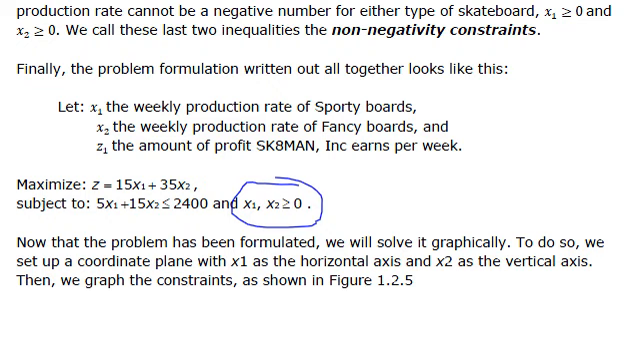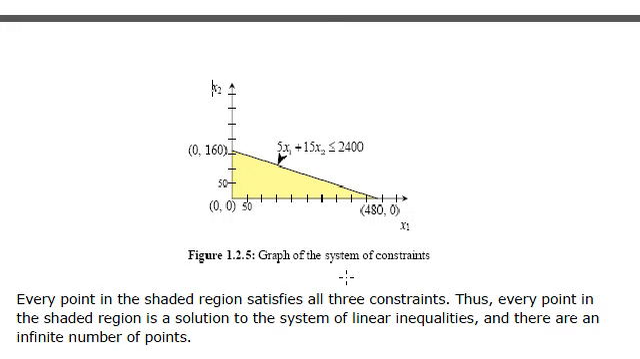So you could have no sporty boards and all fancies, or all fancies and no sporties. Either way, the time in this inequality has to be less than 2,400. Here's a beautiful image of not only the constraints, showing your x being greater than 0, above the y-axis, and your y being greater than 0, above the x-axis. So this is all shaded in.